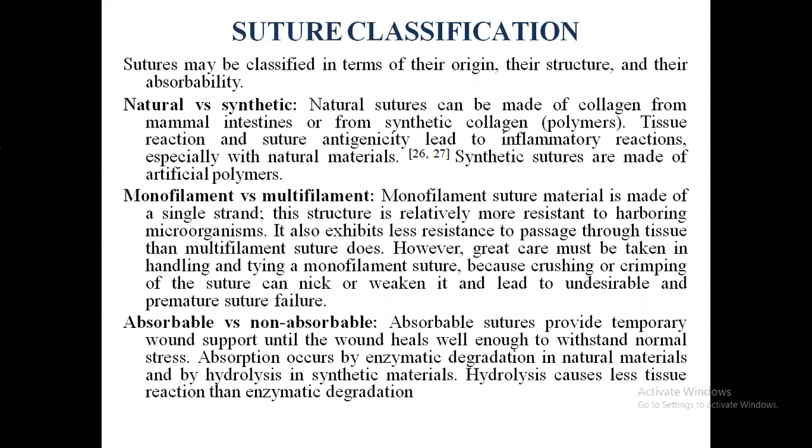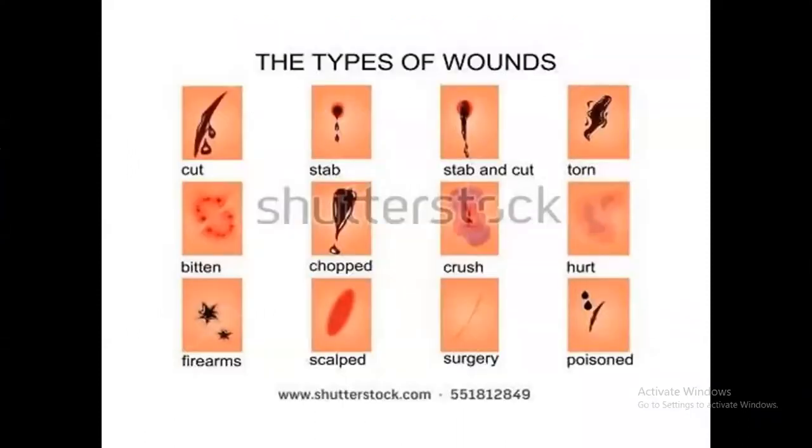Okay. Even if a patient goes for a cholelithiasis, cholecystitis operation, at that time also absorbable suture material is used, because we are not going to cut that suture in the internal organs again. And then these are the types of wound. We can have cut wound, stab wound, torn, beaten, chopped, crushed. Many types of wound may be there.